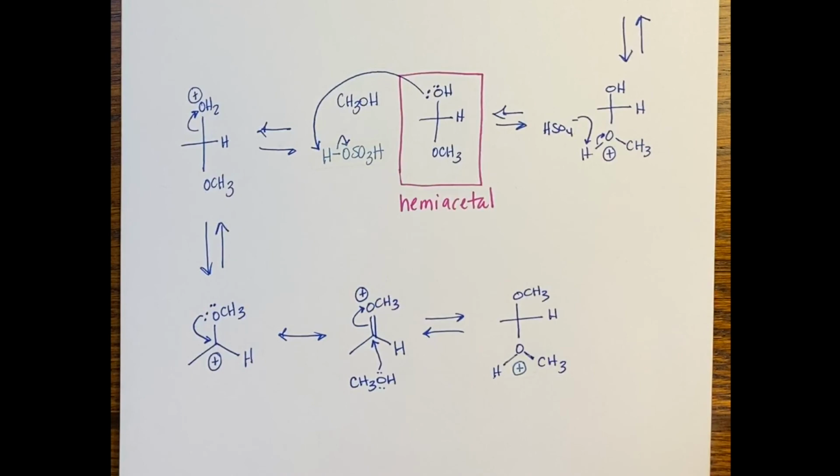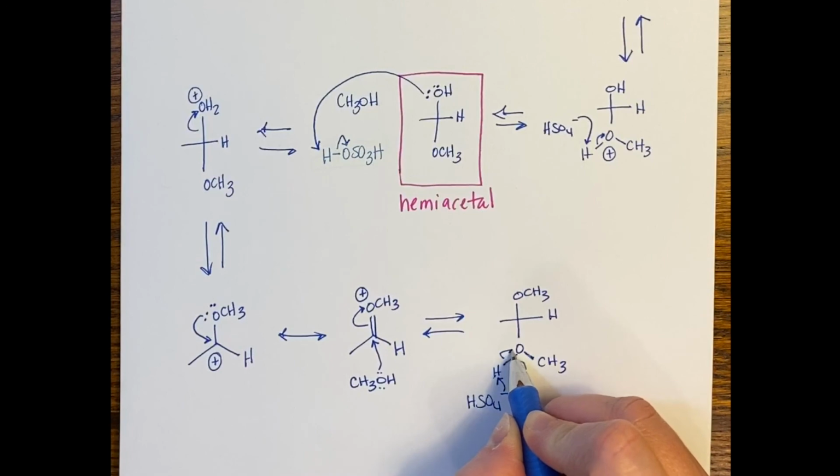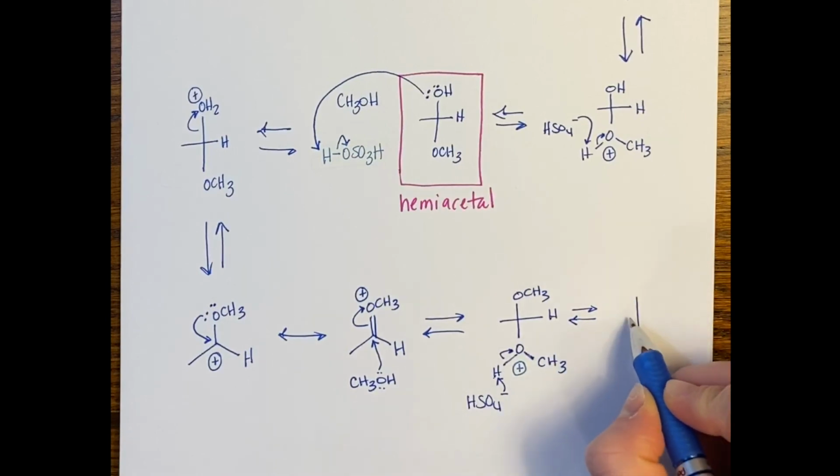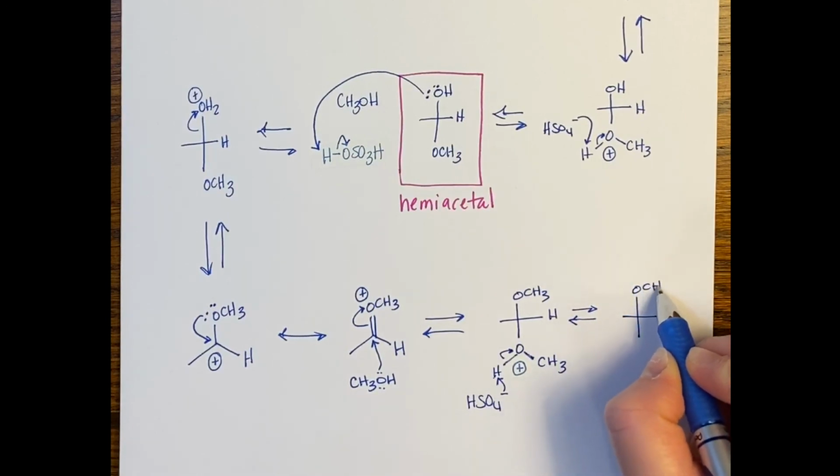The only difference between this structure and the product that I need to form is the fact that I need to remove this proton. So I can use the conjugate base of sulfuric acid or a molecule of methanol to remove that proton, give the electrons to the oxygen, and that's going to give me my final product out of the reaction, which is the acetal.